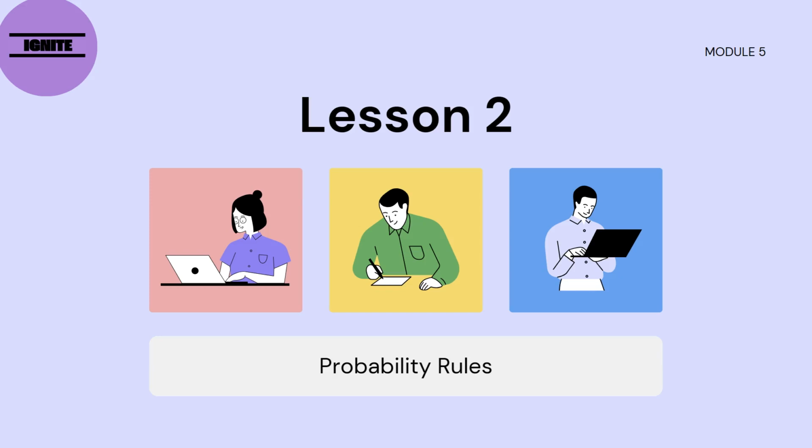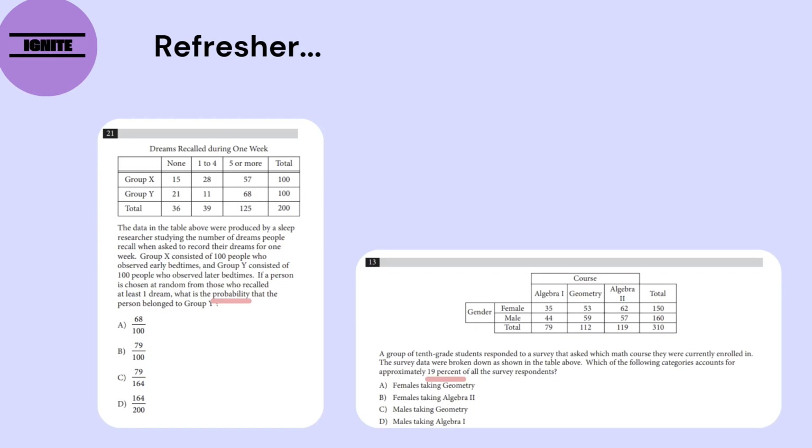Today we'll be covering Lesson 2 of Module 5, Probability Rules Questions. Now, just as a refresher, what do these probability rules questions actually look like? Well, they're going to look a little something like these questions. They're either going to mention the word probability directly or mention some sort of percent.